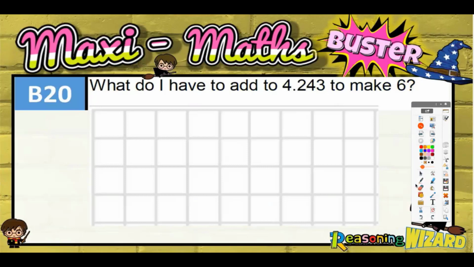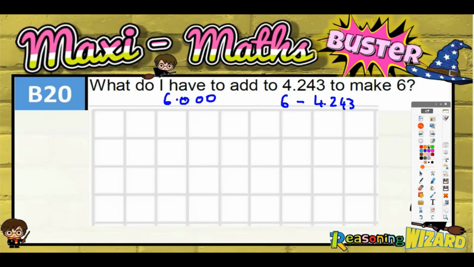B20, what do I have to add to 4.243 to make 6? So basically what we've got to do is start with 6 and take away 4.243, and whatever the difference between those numbers is what we would have to add to 4.243 to get up to 6. So remember that 6 is the same as 6.000.